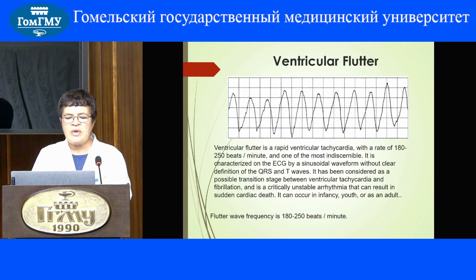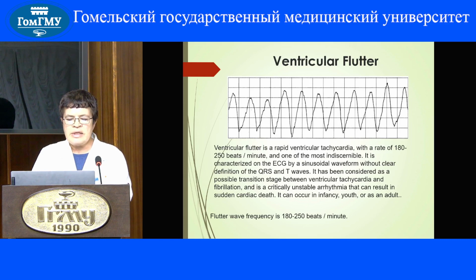Ventricular flutter is a rapid ventricular tachycardia with a rate of 180 to 250 beats per minute and one of the most dangerous. It is characterized on the ECG by a sinusoidal waveform without clear definition of QRS and T waves. It has been considered as a possible transition stage between ventricular tachycardia and fibrillation, and is a critically unstable arrhythmia that can result in sudden cardiac death.